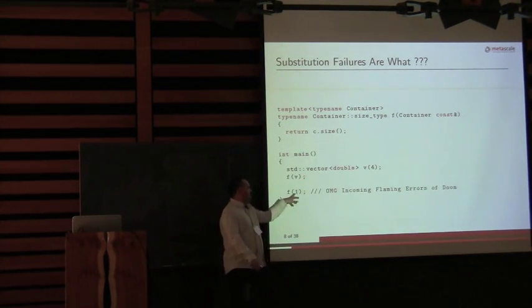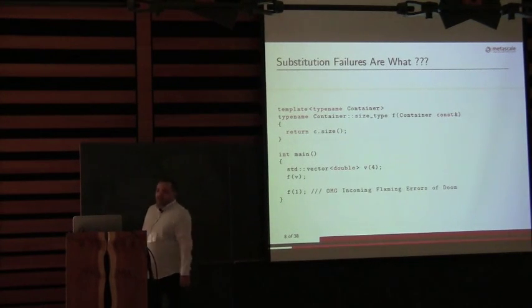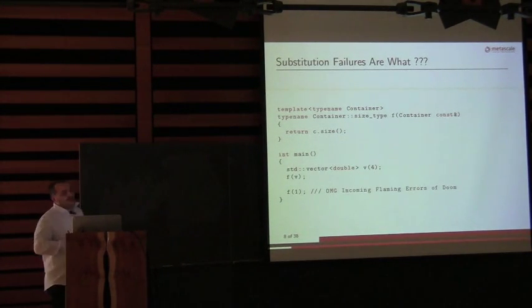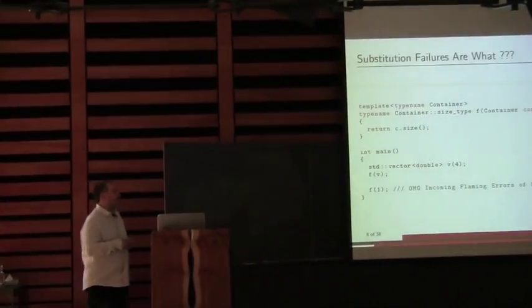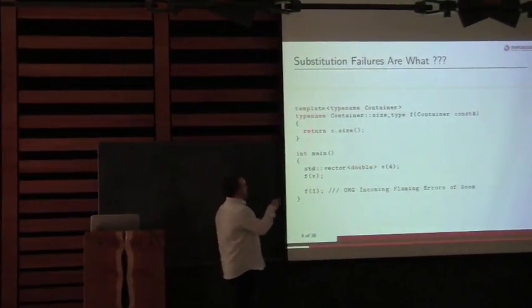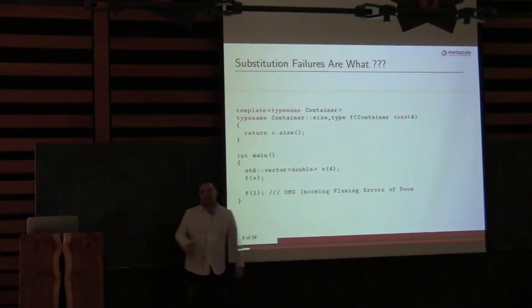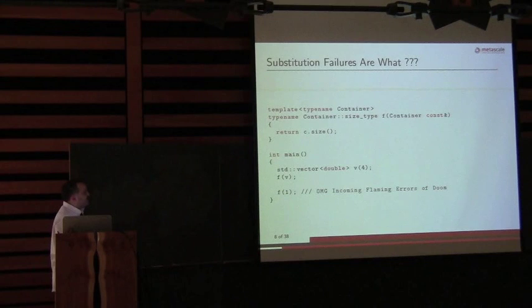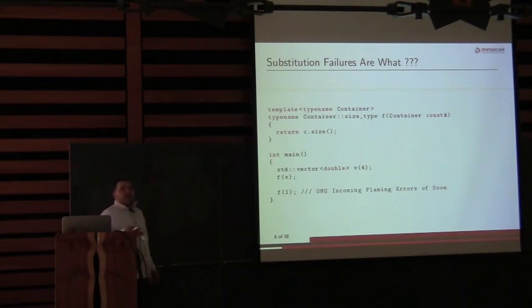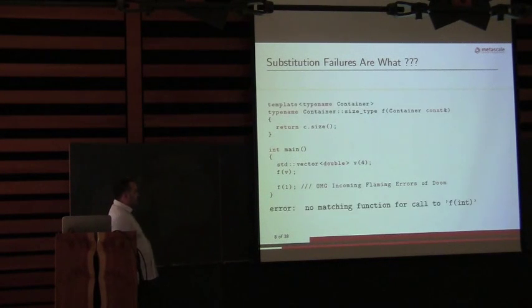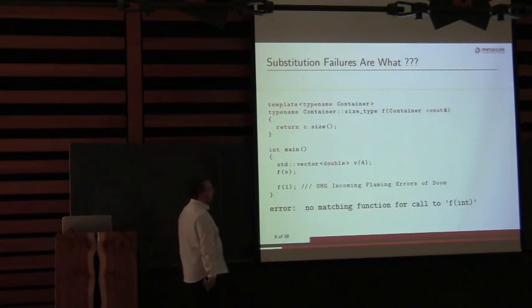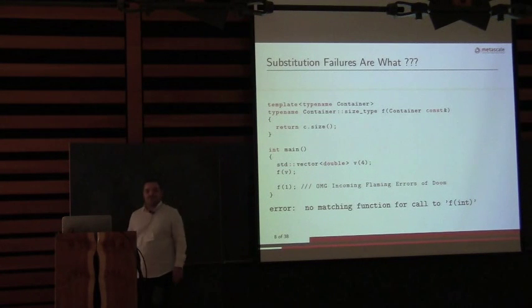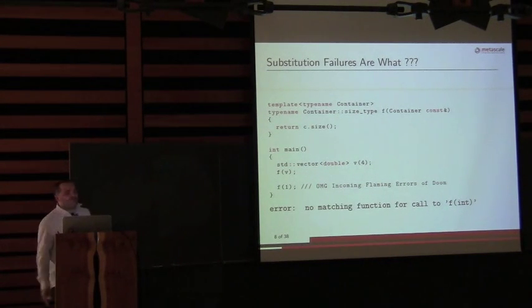And what happens if I call f on an integer? So your C++ developer senses are tingling, and you say, oh my god, typename of int::size_type never exists. I will end up with a message larger than the constitution itself, and I will have a hard time debugging this. In fact, not that much. What you will end up with is, okay, no matching function to call for f of int. So much for all these huge error messages you are used to getting when you are writing function templates.